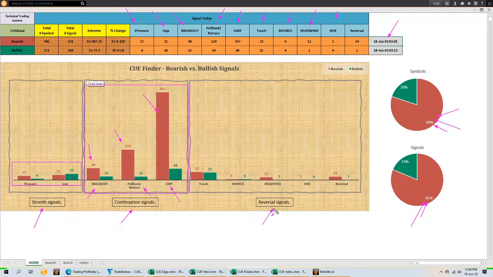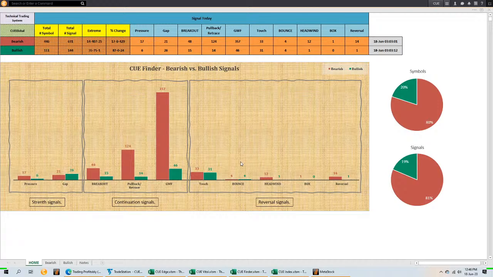And the trend reversal signals, the touch, bounce, headwind, box, and reversal, they were not so dominant, and you can say a little bit more bearish than bullish. Touch, headwind, reversal, all were more bearish than bullish. This is the picture from yesterday. So what I did, let me explain.